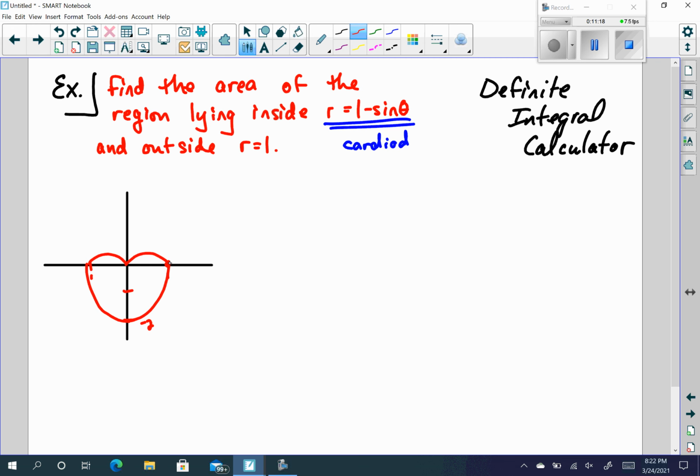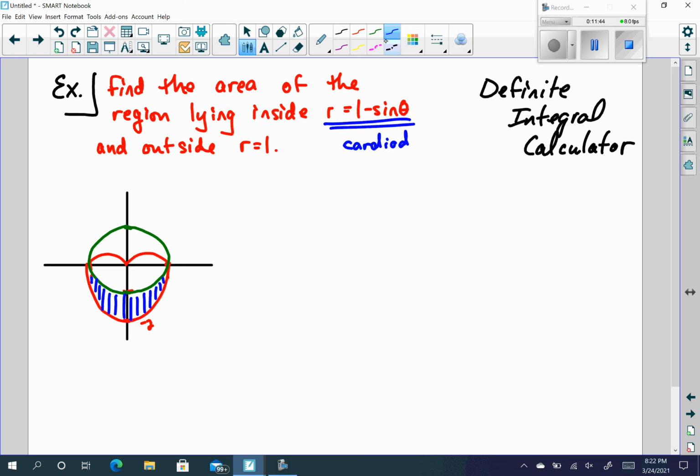And then r equals 1 is just a circle of radius 1. Not going to look much like a circle, but close enough. So we want to find the area of the region lying inside the cardioid, but outside of the circle. So inside the cardioid, but outside of the circle is what's here in blue.